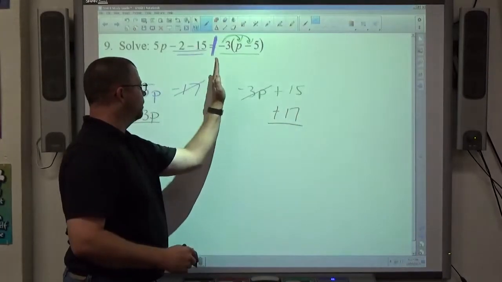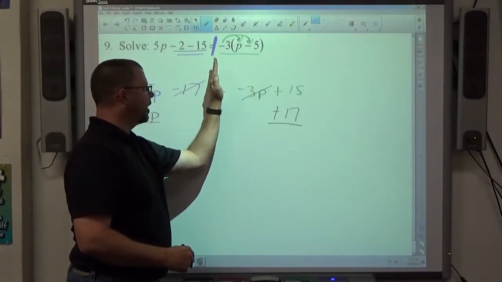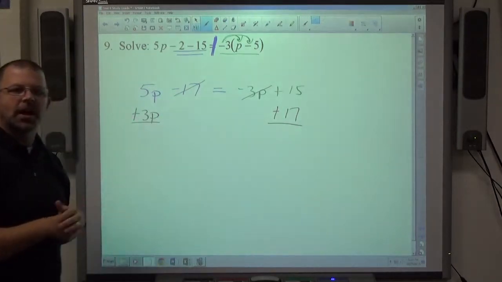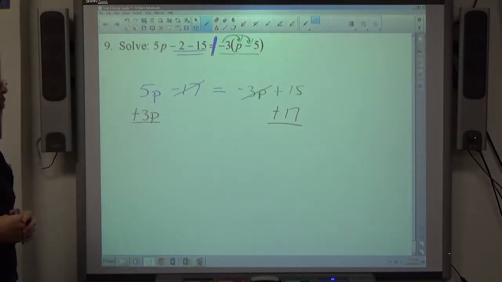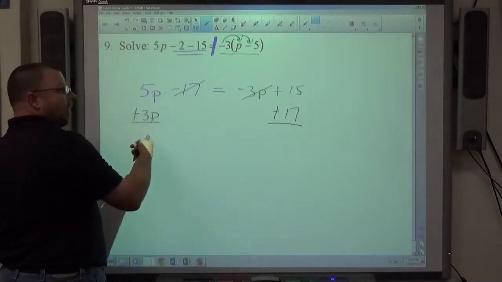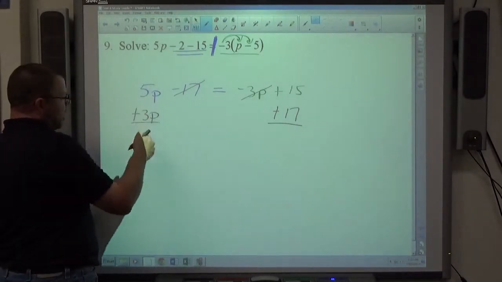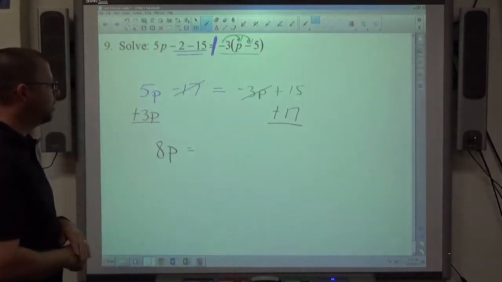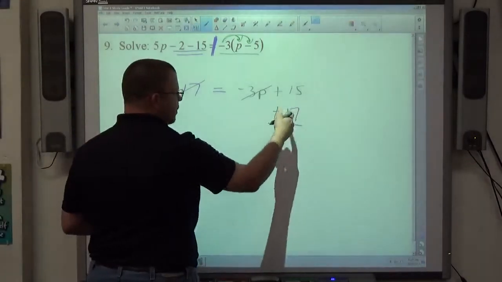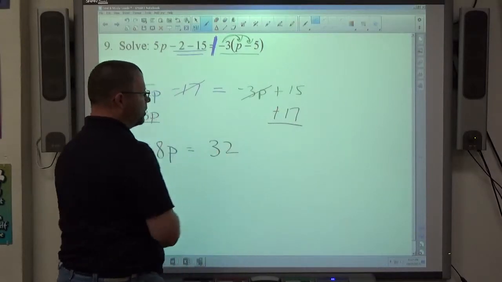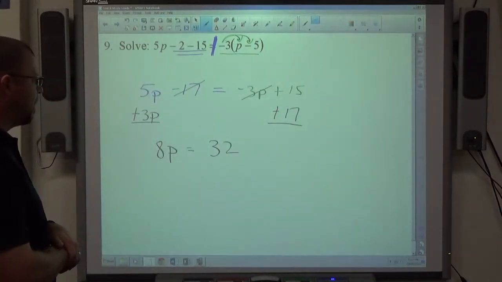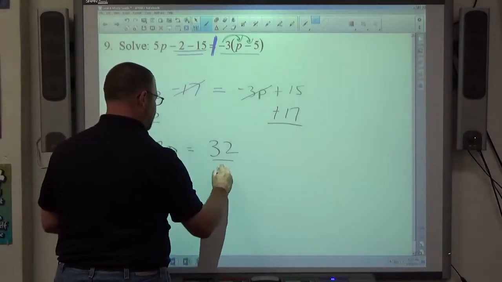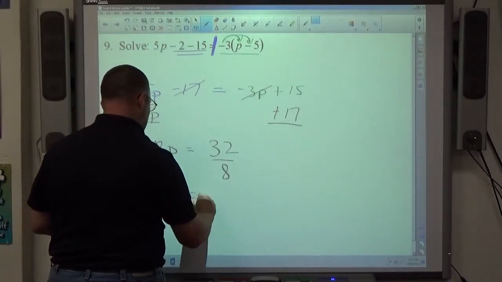If I put my hand up in between the 2 sides, one side should have all the letters, one side should have all the numbers. It doesn't matter which side you choose to go to, just make sure that separation's there. Then add or subtract based on signs. These signs are the same. I add, put a p on that, because they both have a p, I can add them together. These have the same sign, I add. They're both positive, so it's positive. 8p equals 32, divide both sides by 8. That gets me p equals 4.